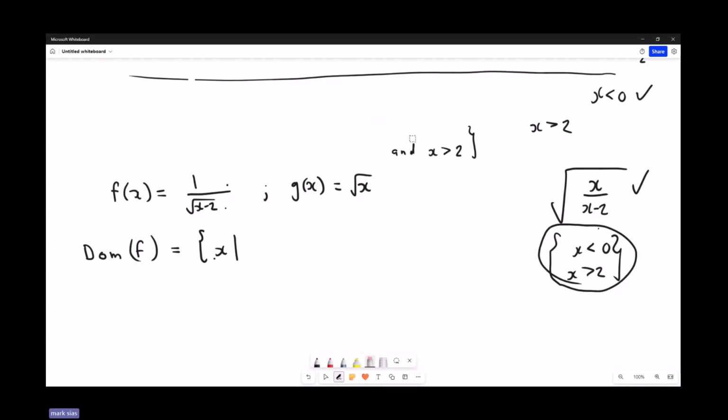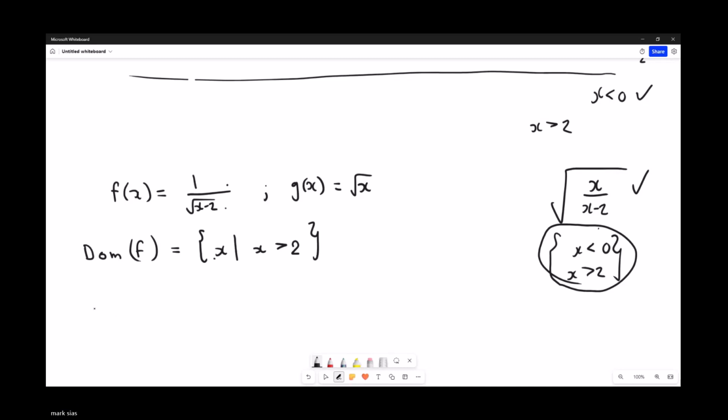Yes. Is that fine? For obvious reasons, it can't be 2. If it were 2, we would divide by 0, which is not permissible. If, on the other hand, it was a number less than 2, then it's another problem because we have the square root of a negative number. So it's the set of x greater than 2. I think there's universal agreement on that, okay?